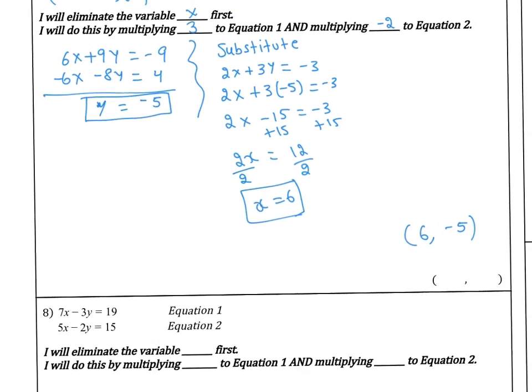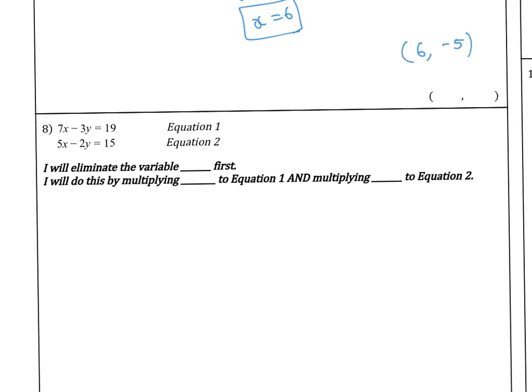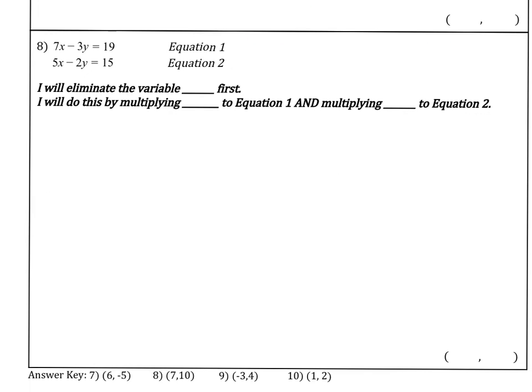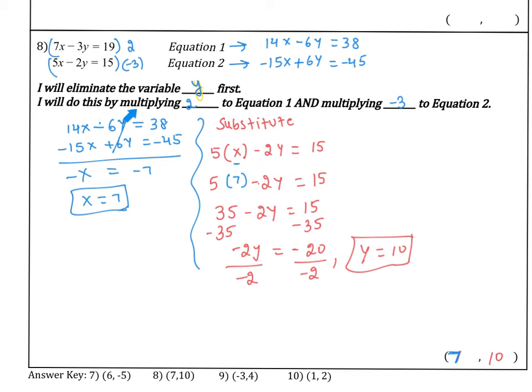Now let's discuss number 8 on the bottom here. So question number 8 is 7x minus 3y equals 19. That's equation number 1. 5x minus 2y equals 15. That's equation number 2. Now I will eliminate the variable y first. I will do this by multiplying 2 to equation number 1 and multiplying negative 3 to equation number 2 so that y becomes same and opposite.